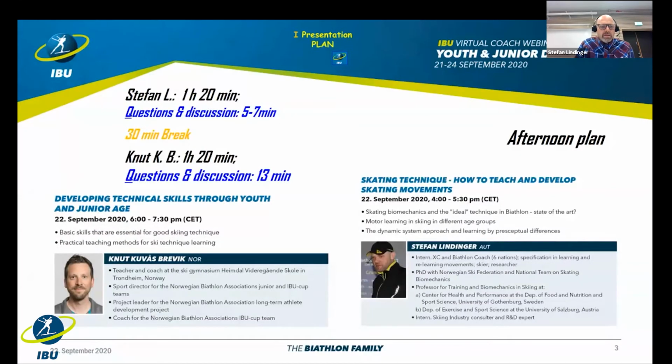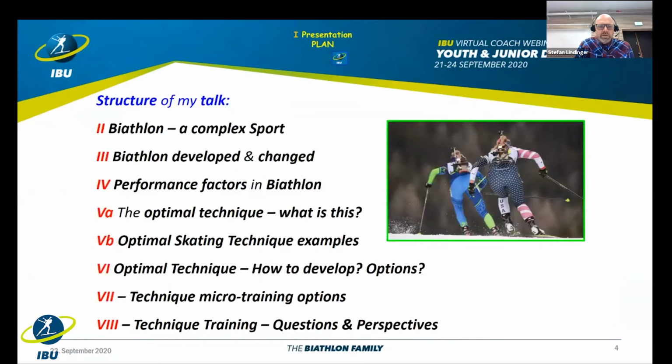The plan is, as we see, we have about 1 hour 20, a very short discussion, then we have this coffee break, and then Knut will talk and he will have a little bit longer discussion, and maybe I join back in if you have common questions to us. So that's what was already introduced. So that's the structure of my talk.